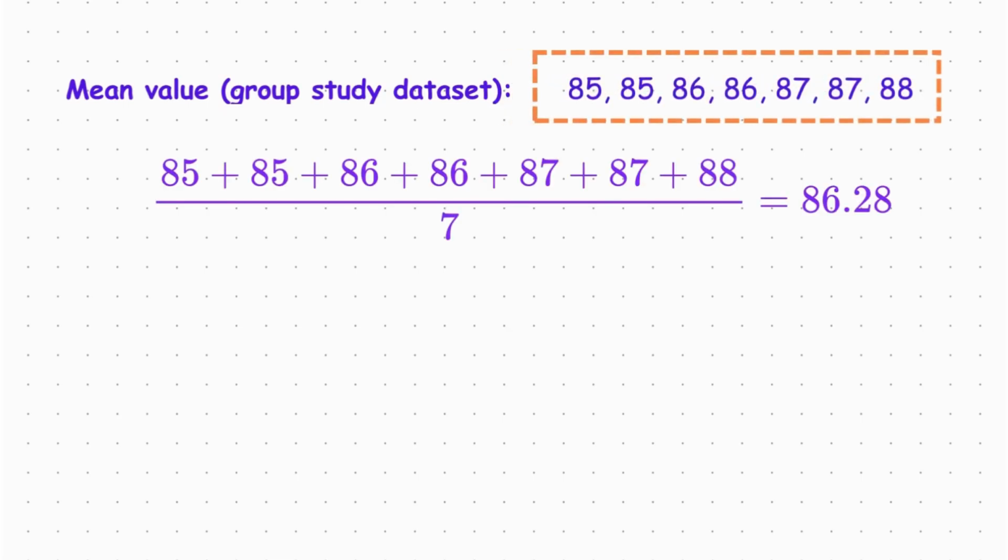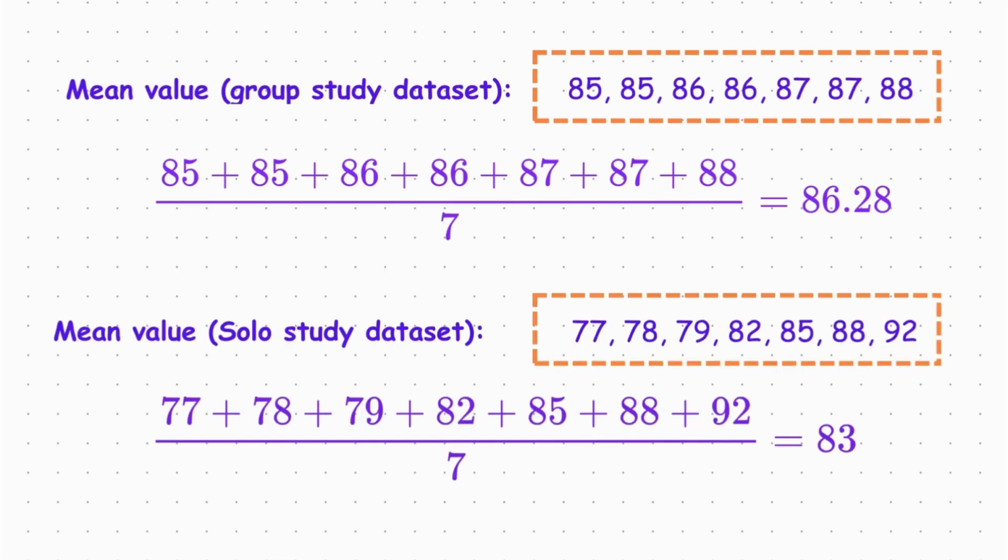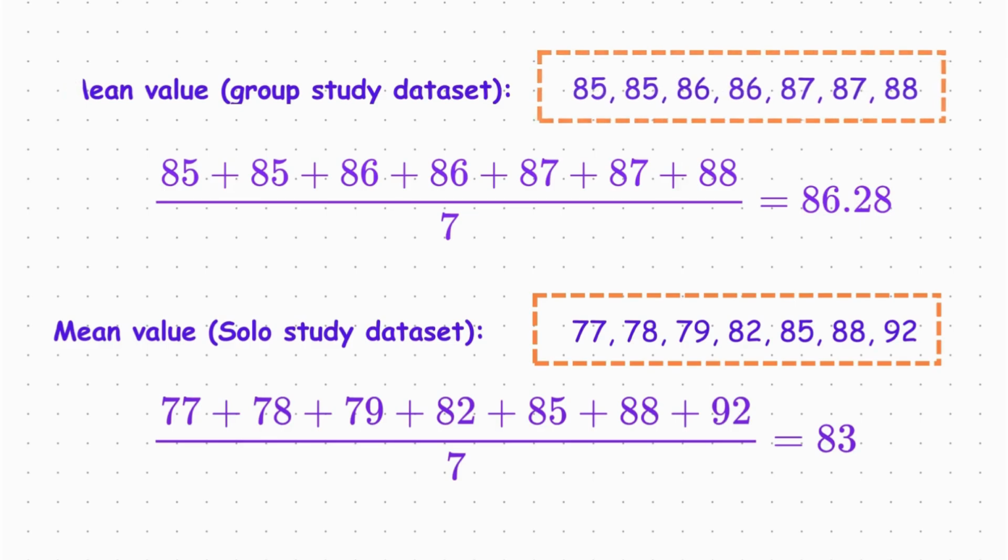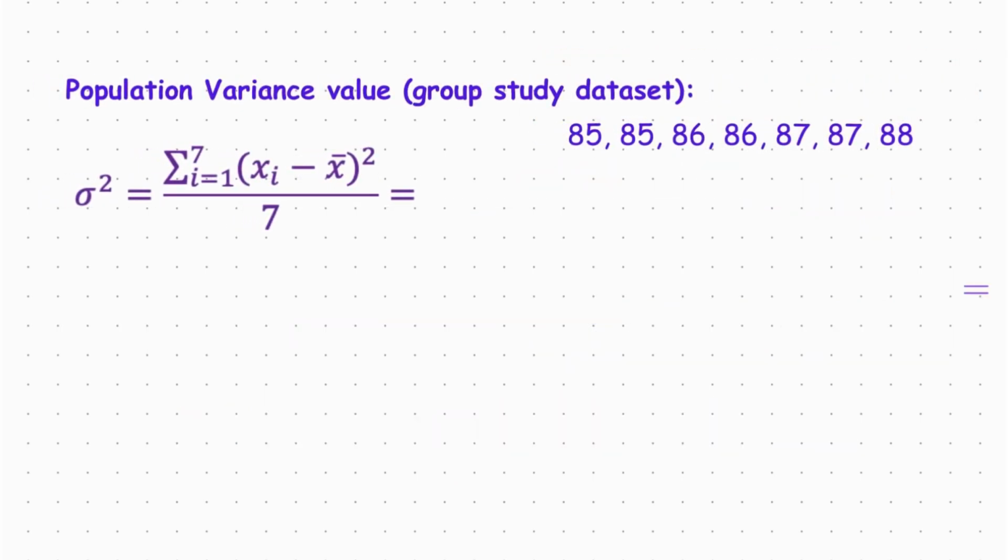Therefore, in order to calculate the variance, first we need to calculate the mean. So here, as you see, the mean value for the group study dataset is 86.28, and the mean value for the solo study dataset would be 83. Okay, now what we need to do is just expand the formula and then fill different parts of it with the data that we have.